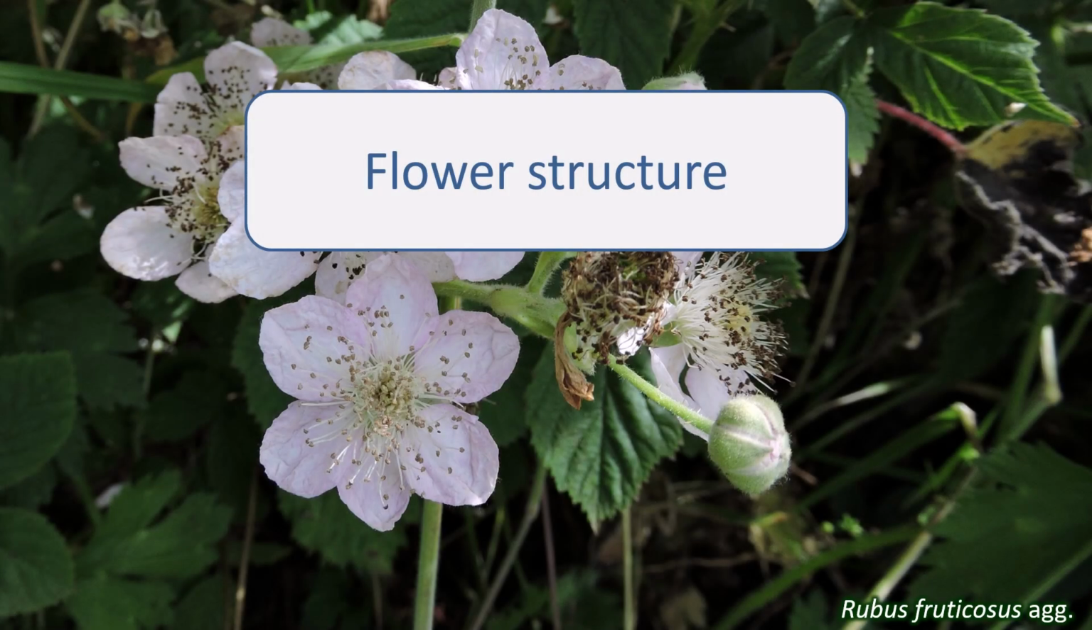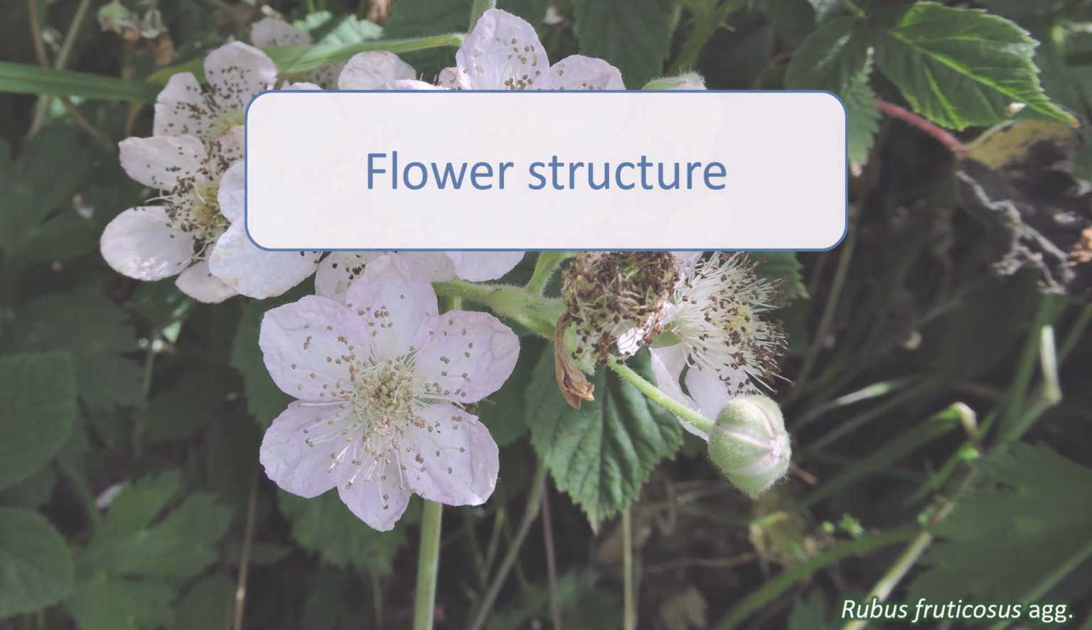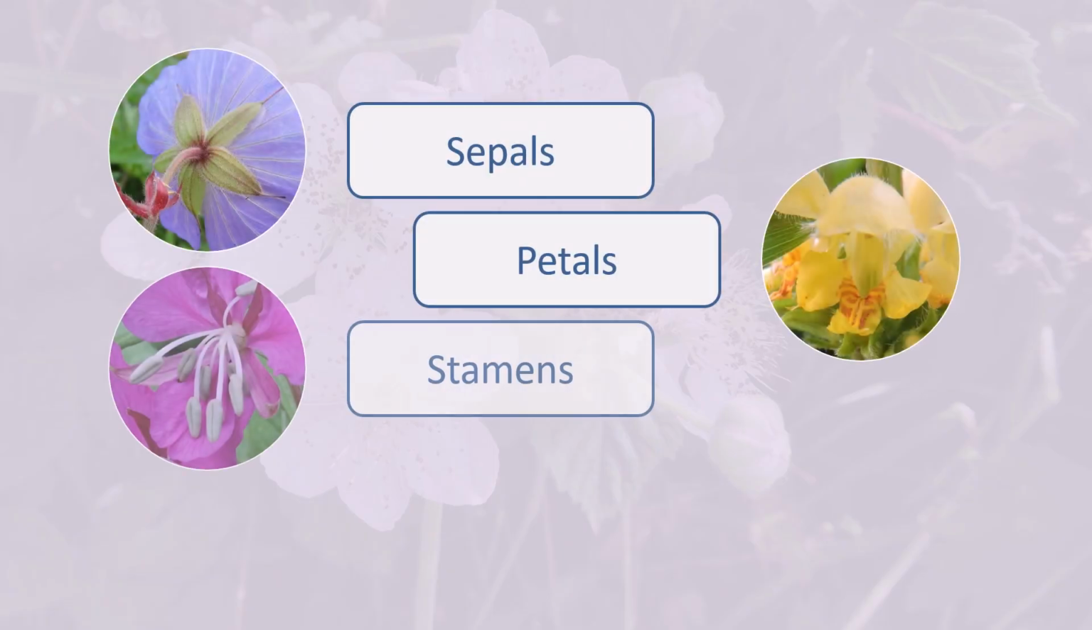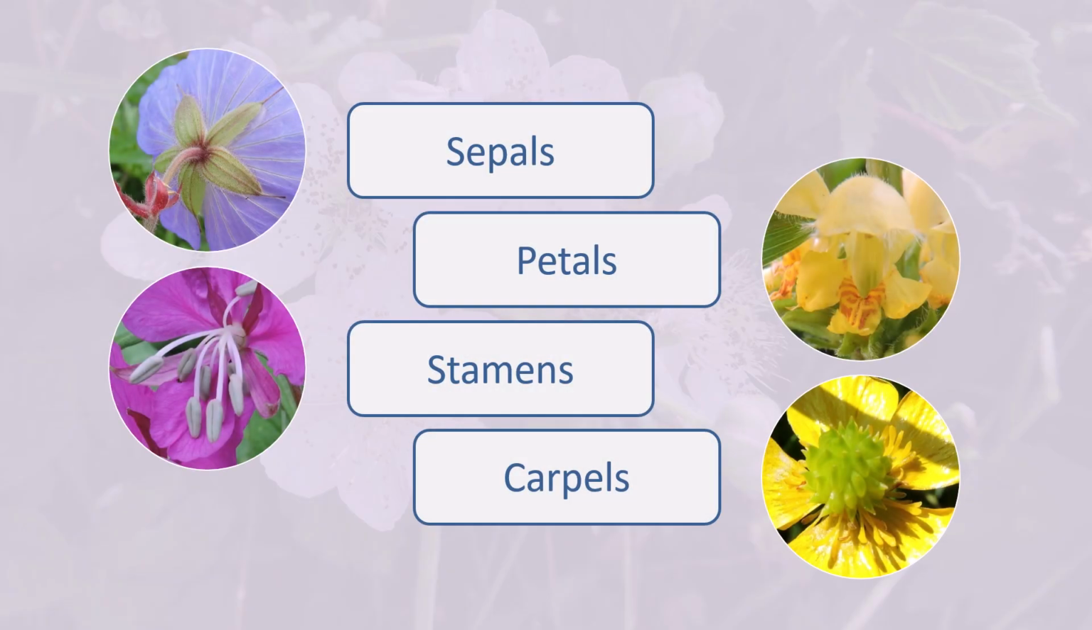Since so many of the characteristics that we use to identify a plant's family and species are to do with the flowers, I thought it would be useful to look at the structure of flowers and the parts they're made of. All flowers have more or less the same parts, or organs: the sepals, petals, stamens, and carpels. In some species, these have become modified or are missing. In some species, there are additional parts.